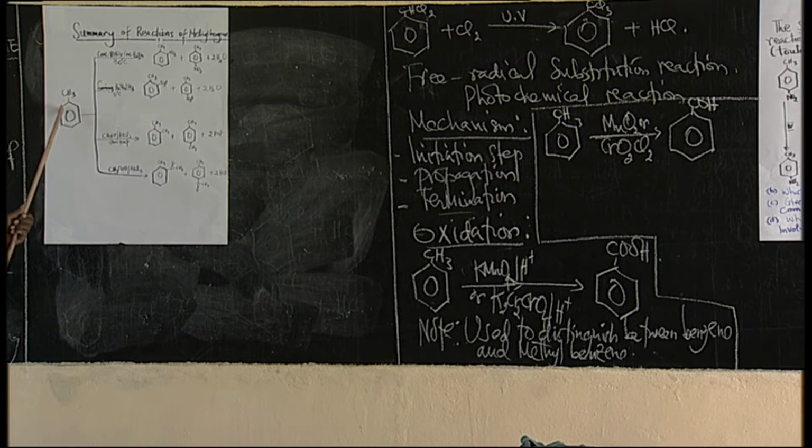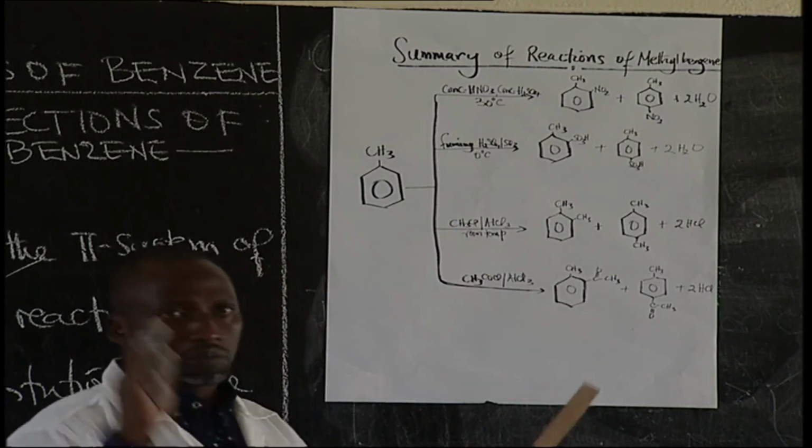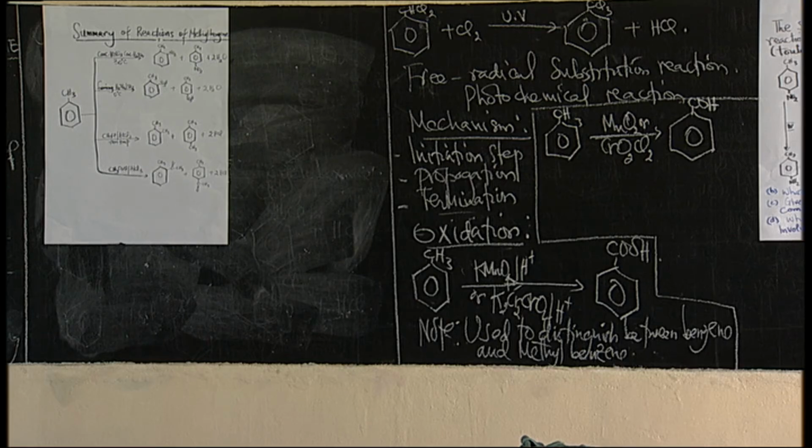We have the methyl benzene with the concentrated nitric acid and concentrated sulfuric acid at 30 degrees. Remember, with benzene, we are using 50 to 55 degrees Celsius. So the temperatures have reduced. Why do you think so? Why do you think the temperatures have reduced? Just 5 seconds to think about that.